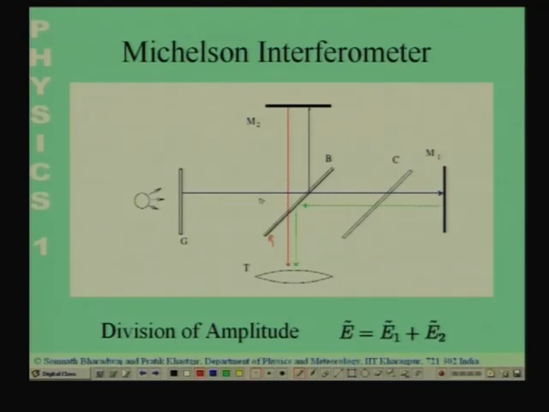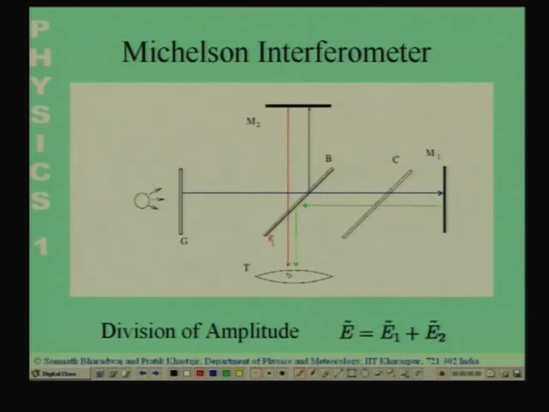Now the other wave, which is reflected from the beam splitter. So there were two waves produced at the beam splitter, one which was transmitted and one which was reflected. The wave which is reflected at the beam splitter goes up and encounters a mirror which reflects it back, which is shown over here, and then a part of it is transmitted through the beam splitter, and this again is collected by the telescope.